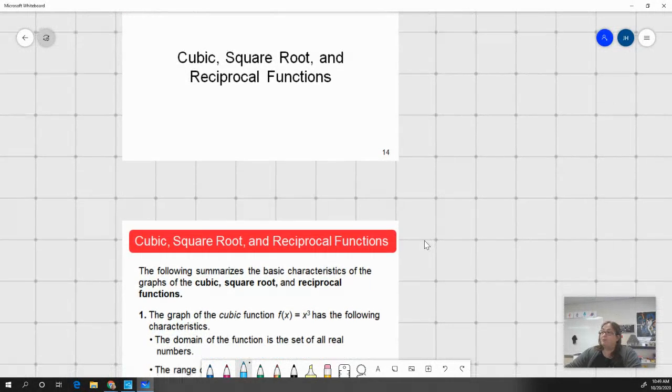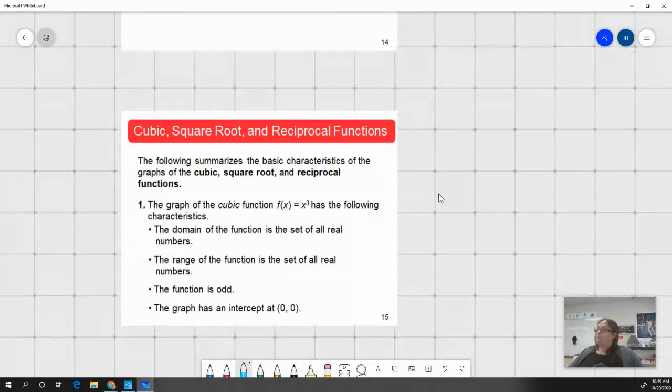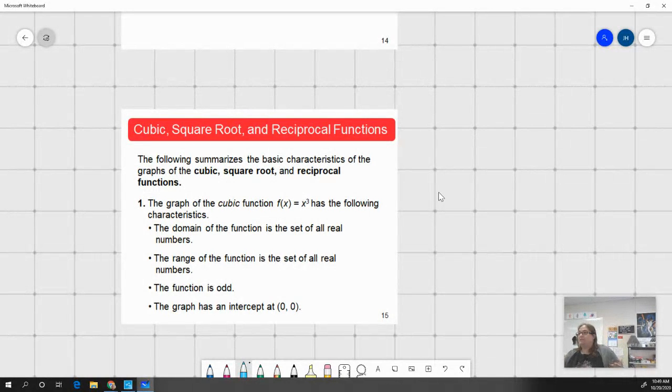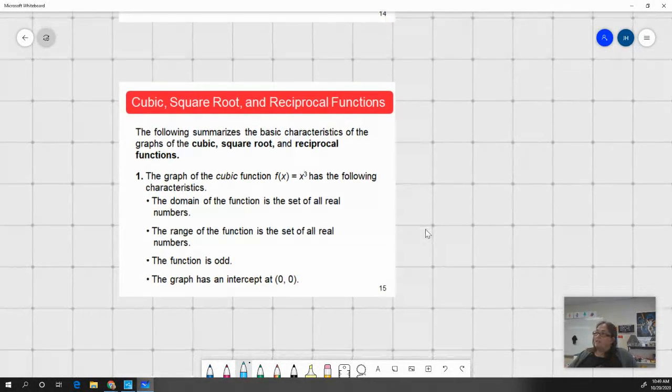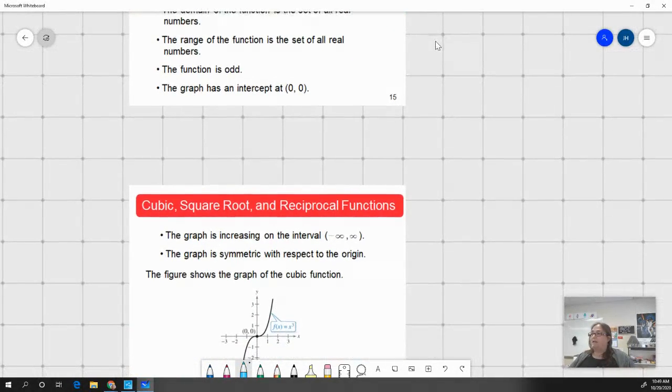Cubic, square root, and reciprocal functions. These you just need to be able to look at them and understand what they are in terms of the parent functions. I took out any real questions that deal with this in the homework. You can look at, with cubics, you've got the square roots, and the domains are all real numbers, and the range is all real numbers, and where it graphs. But what I just want you to do is be able to look, for the most part, at these and understand how they graph and what their graphs look like.